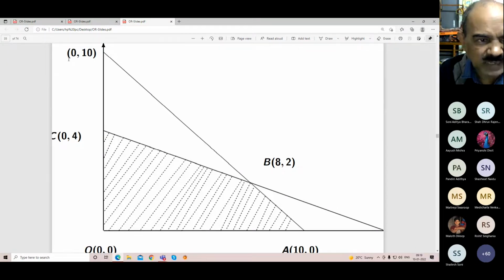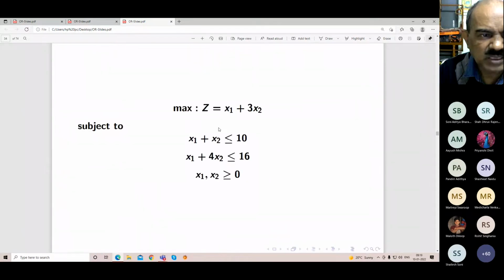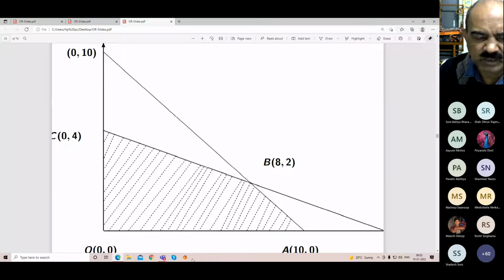This point 0 and 10 cannot be an extreme point. This is outside the feasible region. See why it is outside the feasible region: 0 and 10 fulfills the first one, but if you put x1 equal to 0, x2 equal to 10, this becomes 40. 40 cannot be less than 16, it is more than that, so it is not fulfilling. So this is the feasible region.